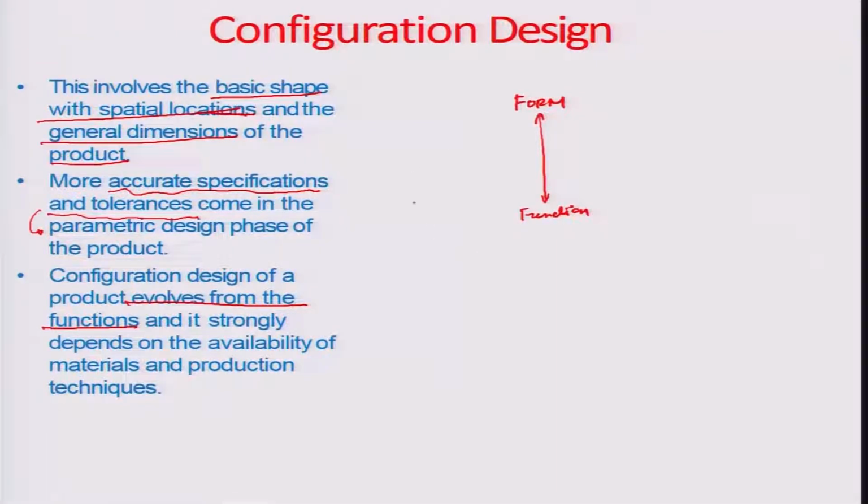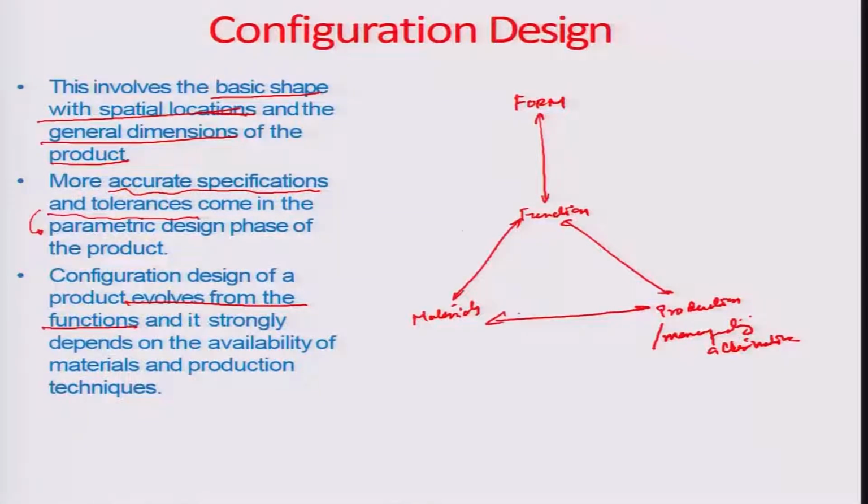Okay. It also involves a lot of logistics related to the availability of the type of materials which are in place, and also to the production or manufacturing alternatives which are available to the designer. Based on these constraints, the final form of the layout of the product architecture emerges.